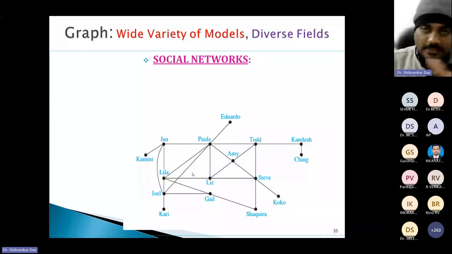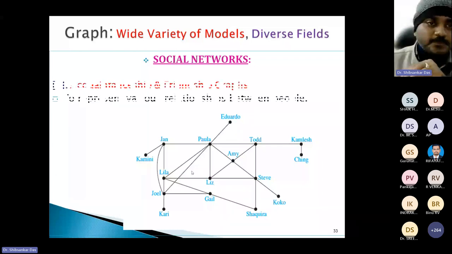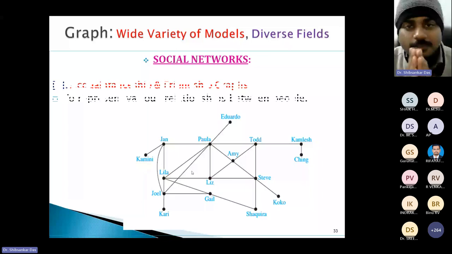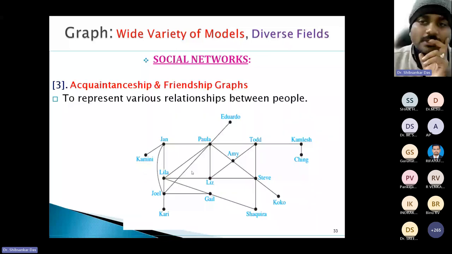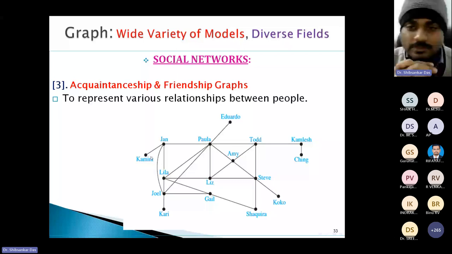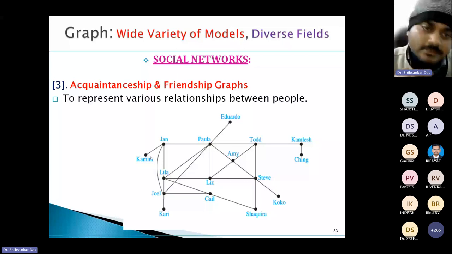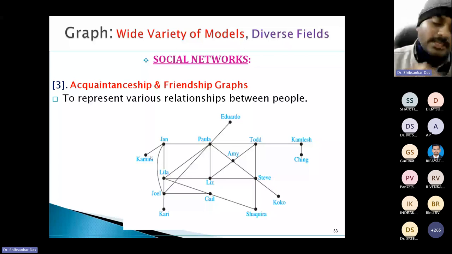In the area of social networks, an acquaintanceship or friendship graph represents the various relationships between people. For example, if Yamini knows Kamini, there is an edge. Similarly on Facebook, if I know you and you are in my friend list, I will be in your friend list also. So there is an edge, and it will be an undirected edge, representing a relationship between people.